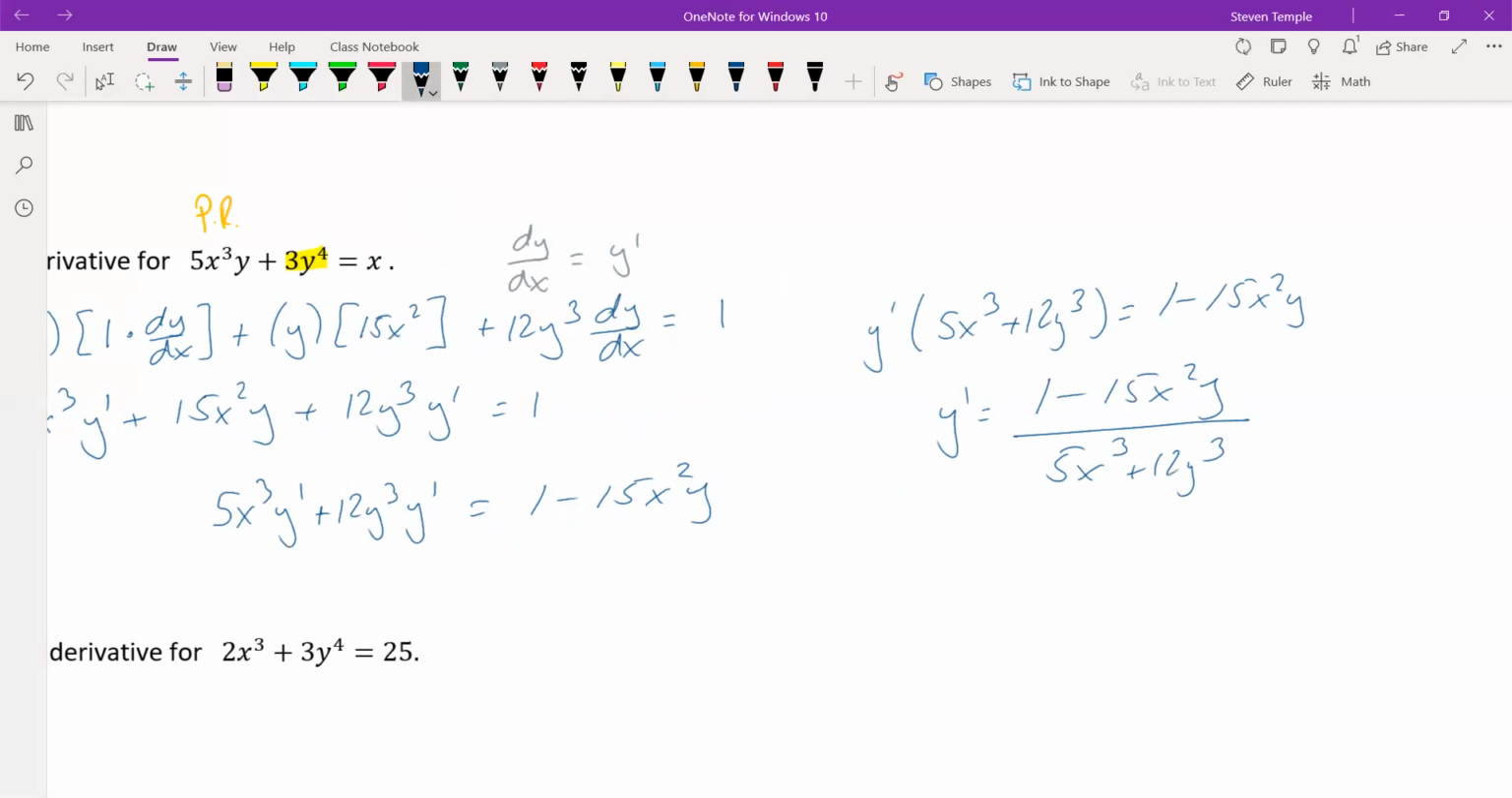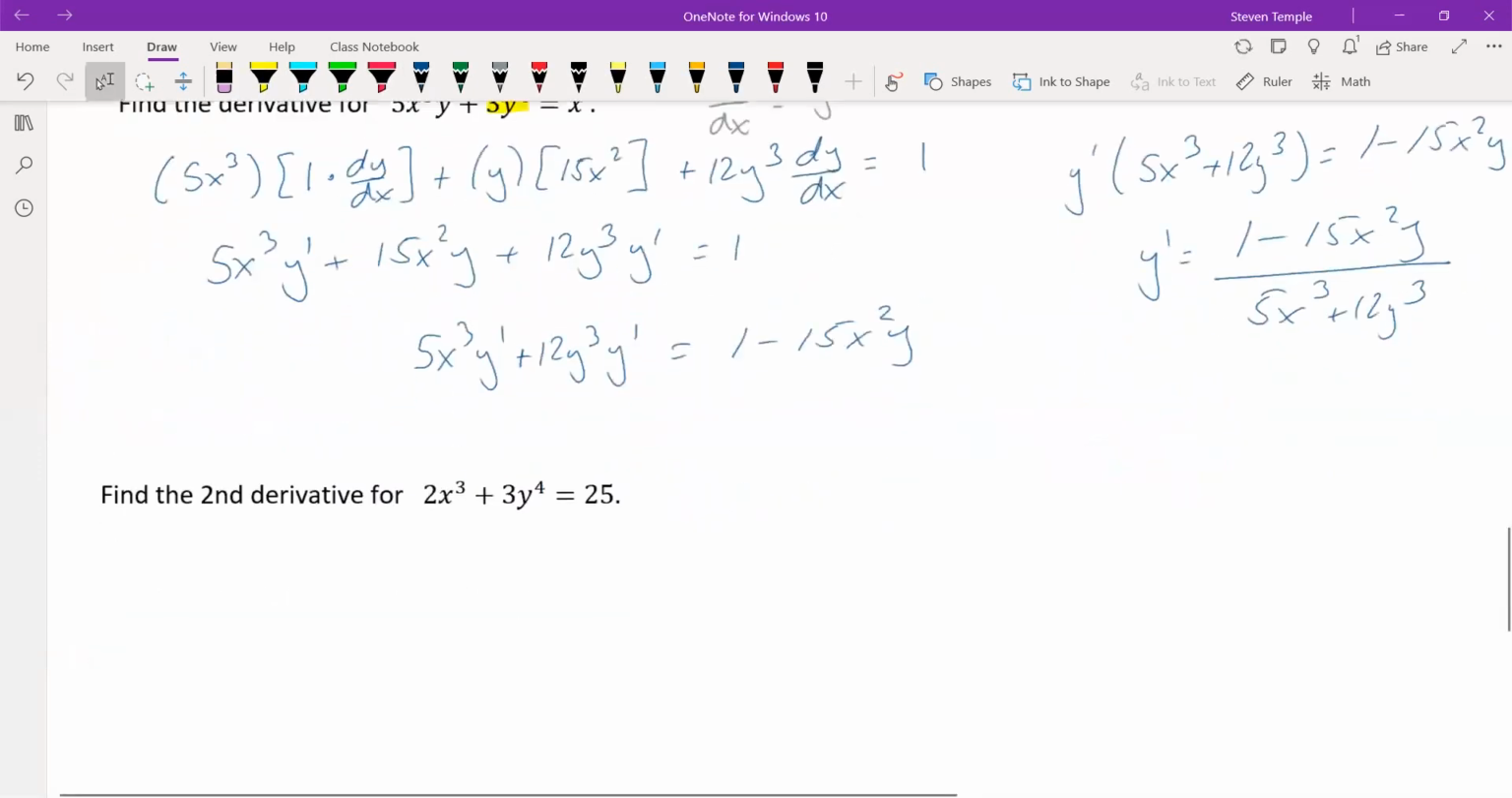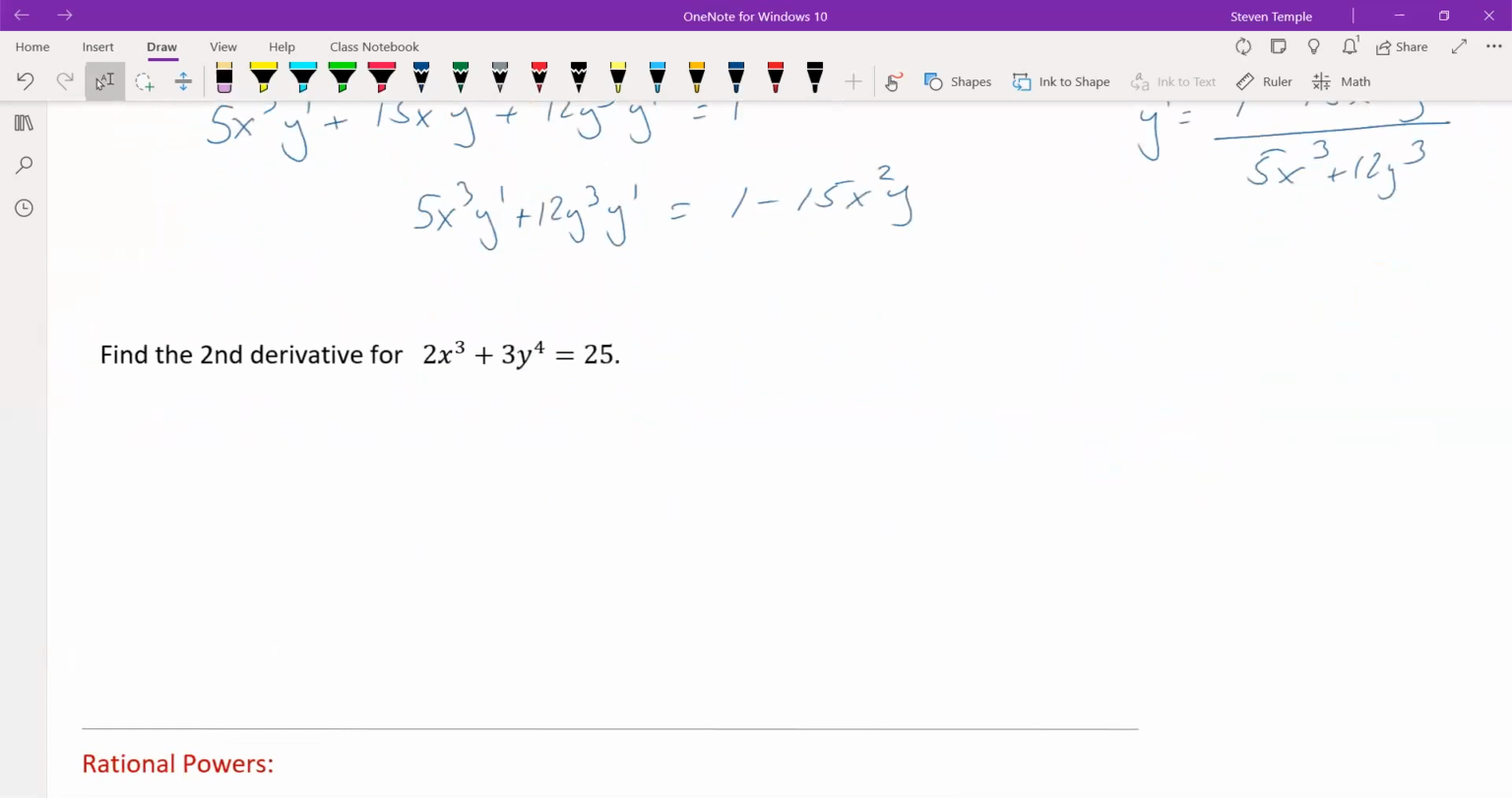And that is the derivative of this function, or of this implicit form. Okay, let's go down to the next one. I'm going to disregard the second derivative. I'm not going to worry about that this year. We're going to go ahead and take the derivative implicitly. I know you could solve this for y and do it that way, but we're going to go ahead and practice implicit form.